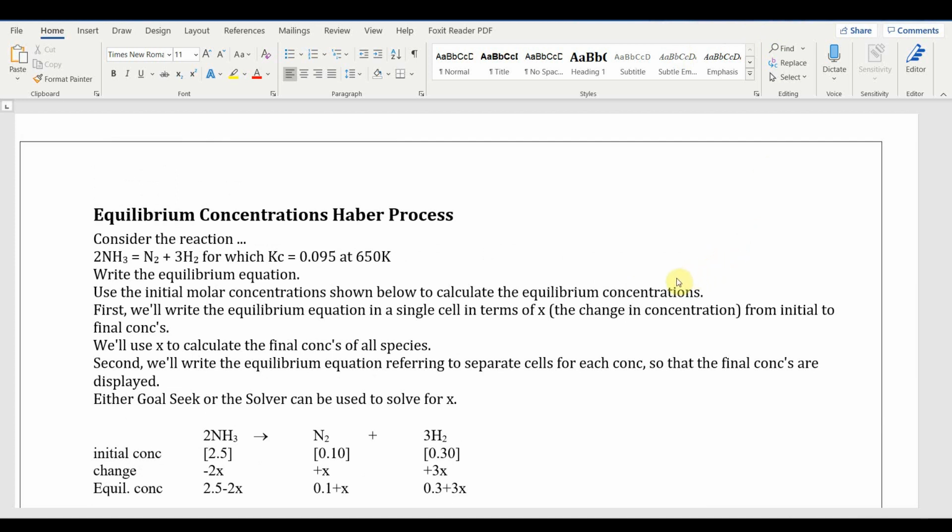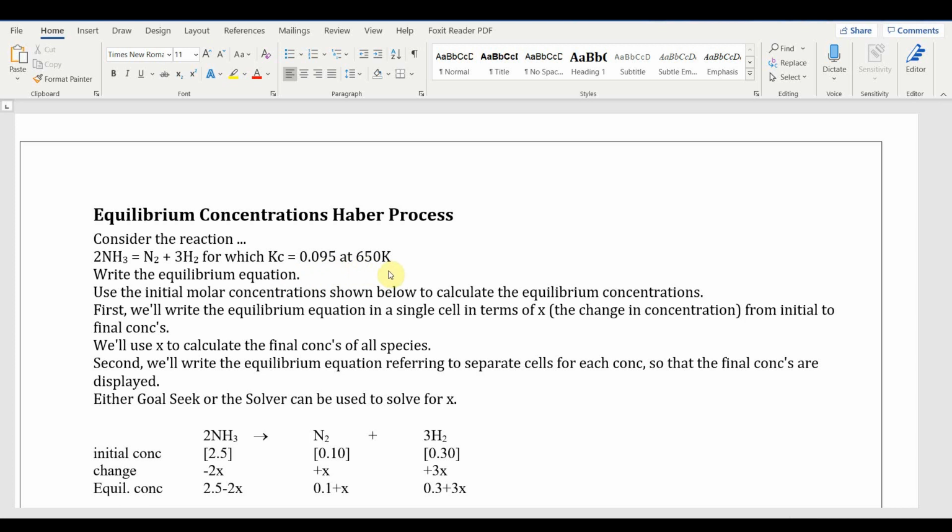Page 358. Let's look at one last example of an iterative process tool like the solver or goal seek. Equilibrium concentrations and the Haber process. So consider the reaction: 2 moles of ammonia produce 1 mole of nitrogen and 3 moles of hydrogen. The equilibrium constant for this reaction is 0.095 at 650 Kelvin.